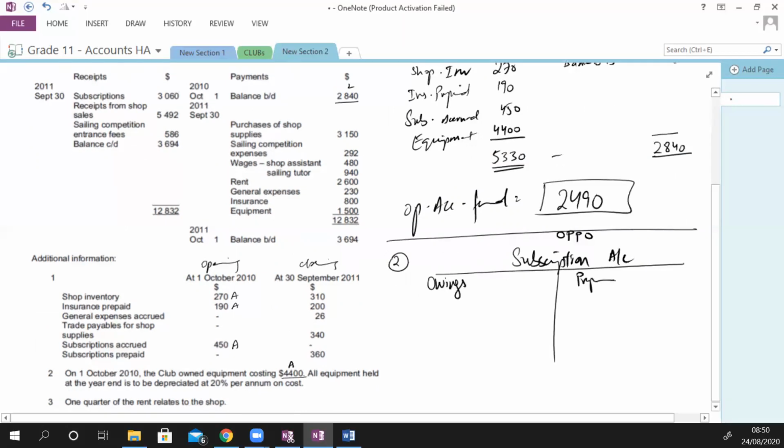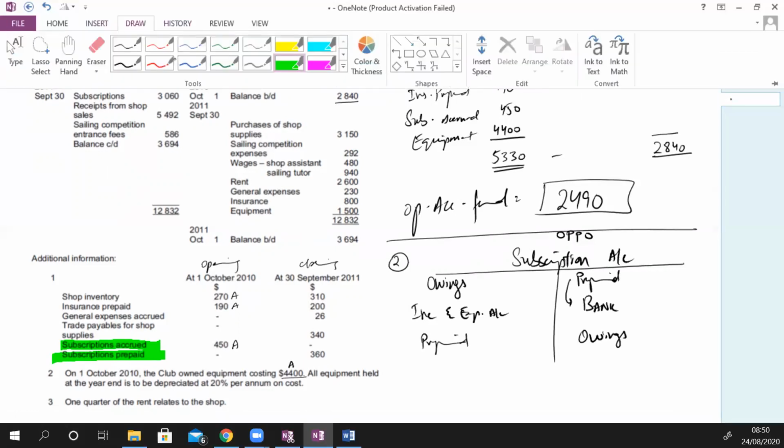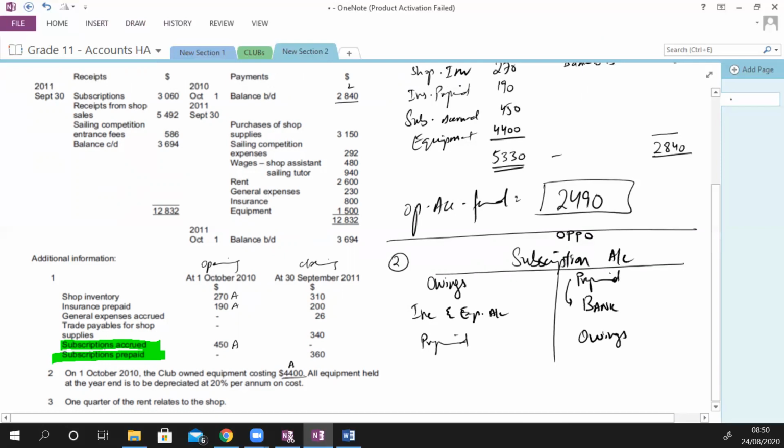The subscription account is prepared using OPPO: opening owings, prepaid, owings, prepaid, and under that, the bank or charge to income and expenditure account. ठीक है. Now within subscriptions, if you could see, this is for opening and closing balance for subscriptions. तो अगर मैं देखूं, subscription accrued was at the start of the year. That means subscription accrued was there, 450.